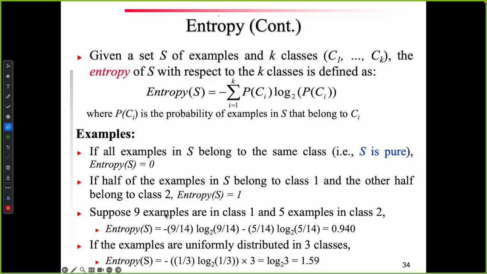For example, 9 examples are in class 1 and 5 examples in class 2, right? So we have 14 cases in total. 9 out of 14 belong to class 1, so the probability of class 1 is 9 over 14, multiplied by log of that, and then here we have 5 over 14, which is the probability of class 2, right? And then you can calculate this using your calculator.